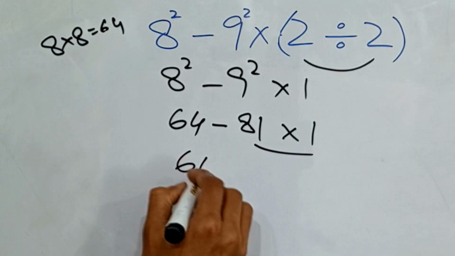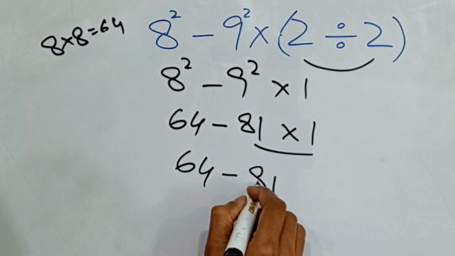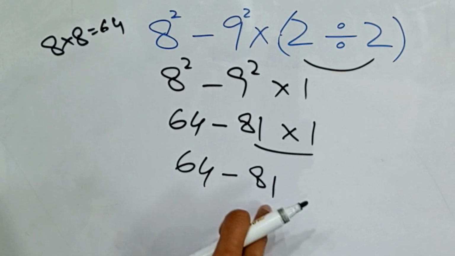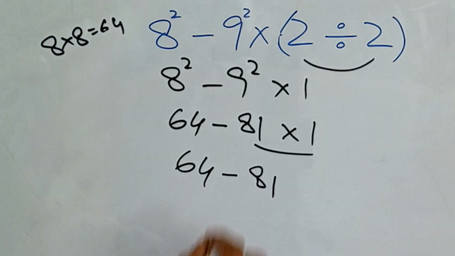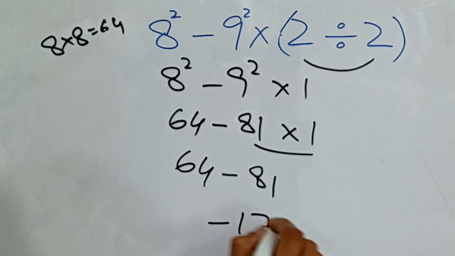So 64 minus 81 times 1 equals 81. Now 64 minus 81 equals minus 17.